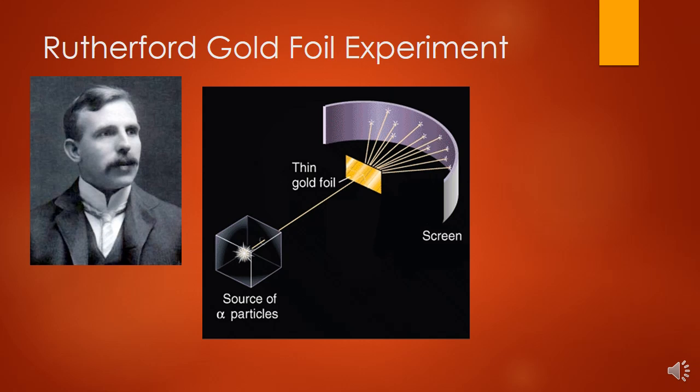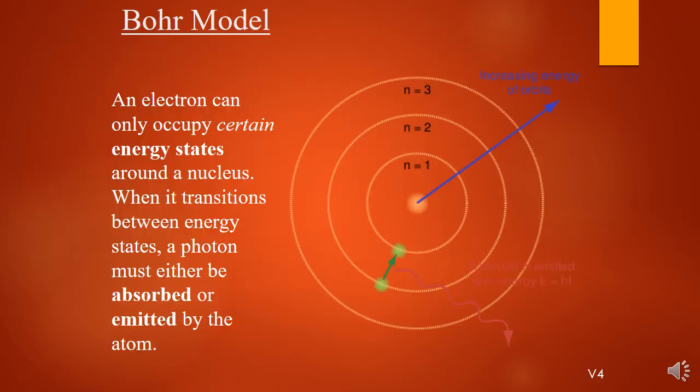Rutherford gold foil experiment, again mentioned in chemistry. He fired a bunch of positive charges, basically alpha particles, which I'm going to talk about later in this presentation. He fired these positive particles towards the thin gold foil. The fact that they went through it tells us that the atom is mostly empty space, and the fact that they were deflected tells us that there's this central positive core to the atom.